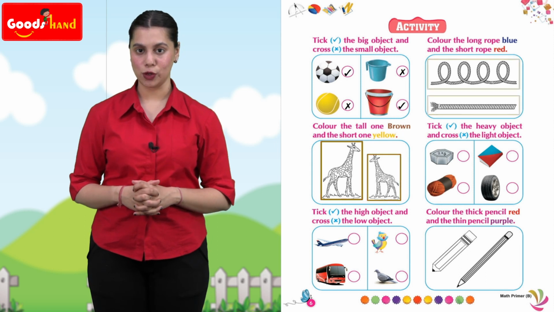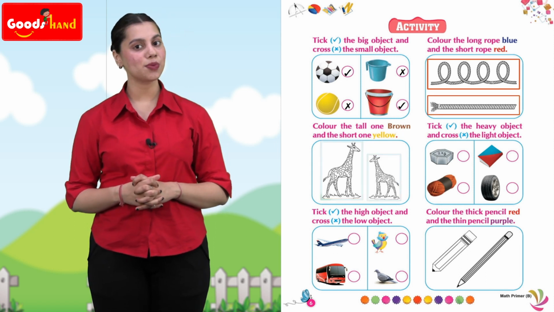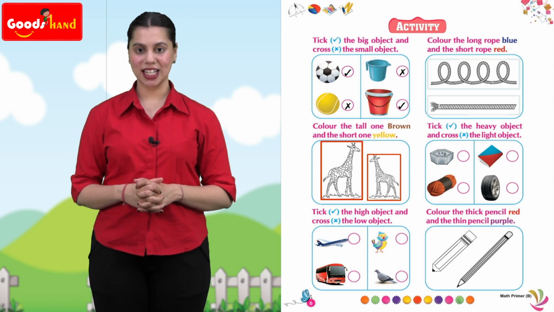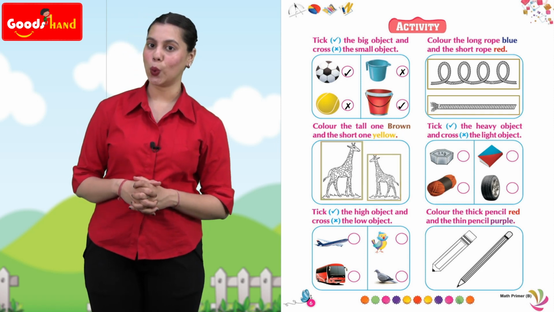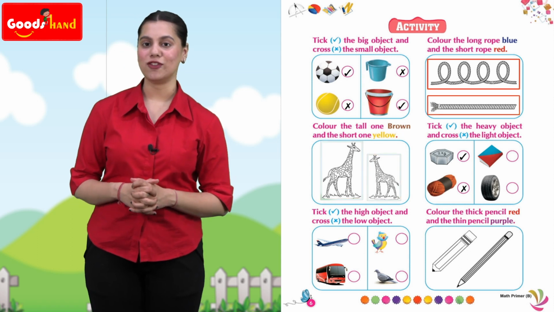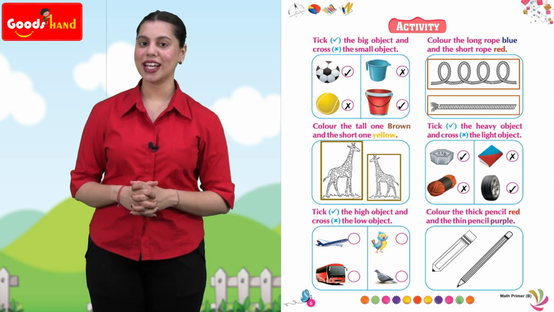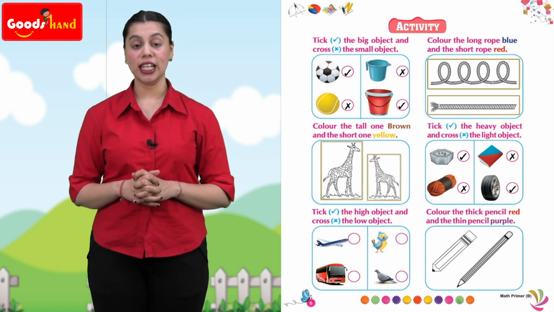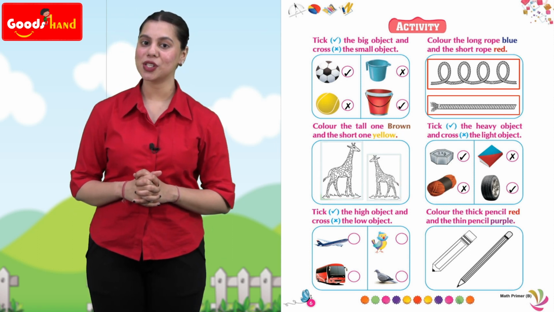Tick the heavy object and cross the light object. First is the weight and the other is wool. Which is the lighter one? This is wool, and the heavier one is the weight. Very good kids.